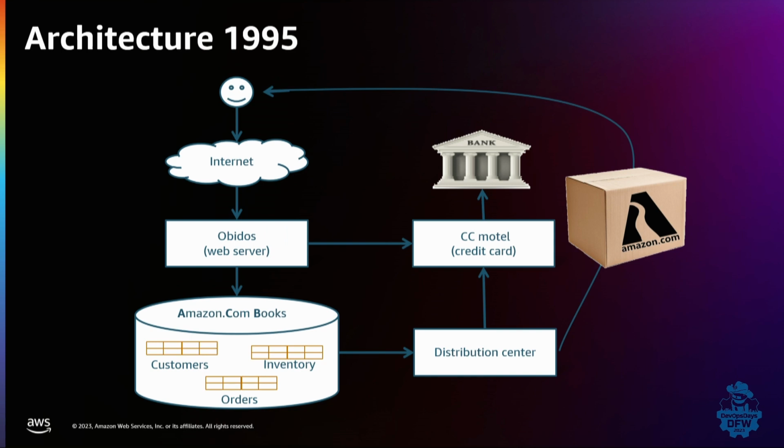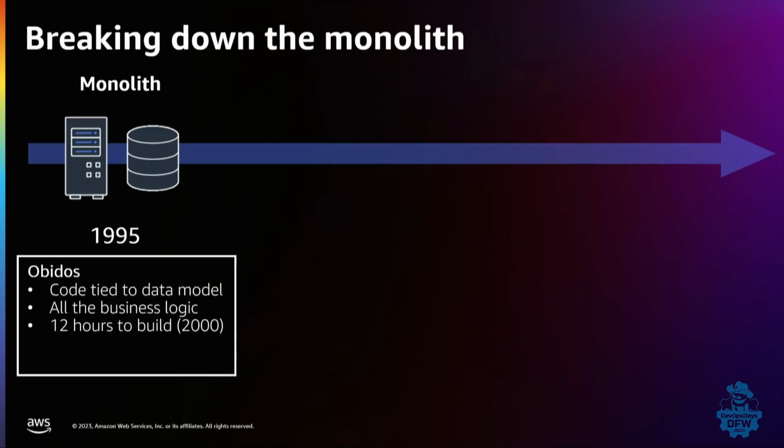You can see there's a person there, there's the internet, there's a package being delivered from the distribution center, which later we became fulfillment centers. And then there's the credit card motel, which is sort of a separate thing that was to keep credit card numbers safe. I remember when I started in 2005, people, in order to work on that, needed to badge into a special room. You couldn't even remote in to work on that.